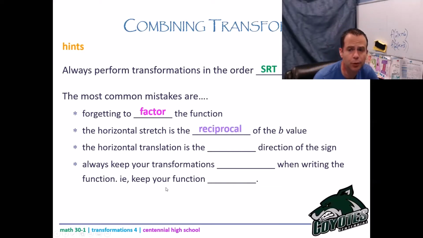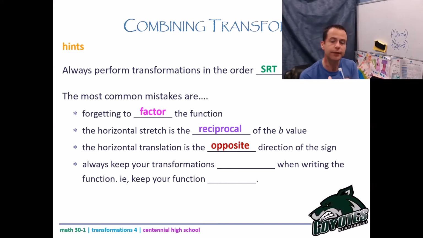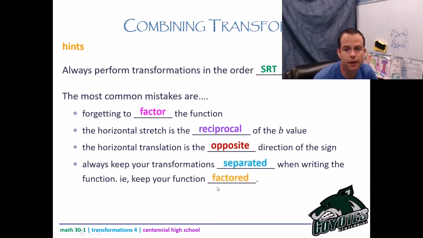Also remember that the horizontal stretch is the reciprocal. The horizontal translation inside that transformation equation is always the opposite direction of the sign, and that's because inside the equation, it's x minus whatever the h value is. Always keep the transformations separated, okay? So this transformation is now separated from this transformation. In other words, keep your function factored, okay?